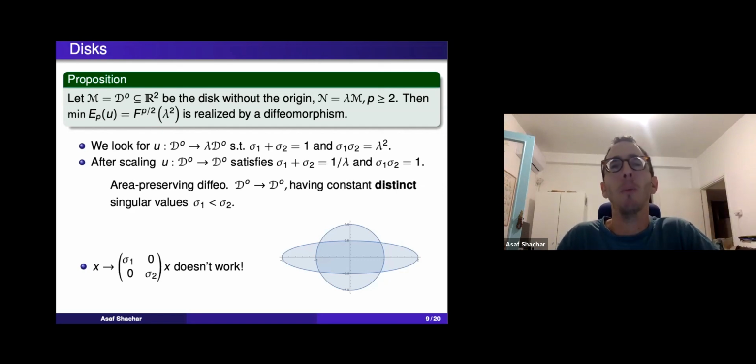In some sense, the problem with the affine map is that it always distorts the same direction by the same amount, by sigma 2, let's say by the largest singular value. So in some sense, we need to look for a map whose singular vectors are rotating. Otherwise we push the same direction more and more and eventually get out of the disk. So we need some kind of twisting.